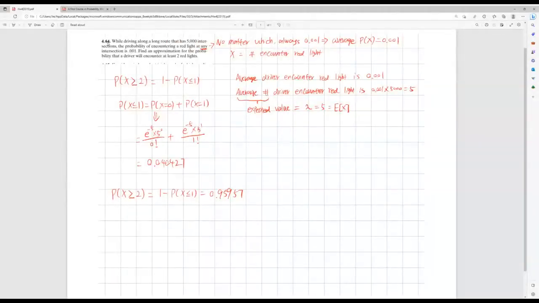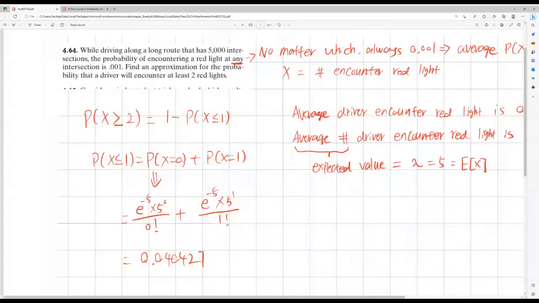Question 64. While driving along a long route that has 5,000 intersections, the probability of encountering a red light at any intersection is 0.001. Find an approximation for the probability that a driver will encounter at least 2 red lights.